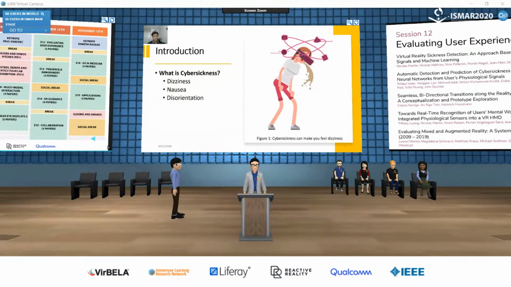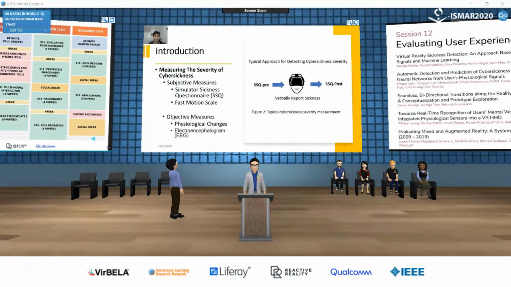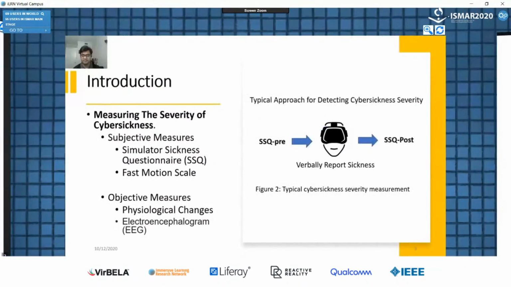So, cyber sickness can be defined as a set of motion sickness-like symptoms. More than 60% of virtual reality users actually suffer from cyber sickness. So it's a major concern for the overall user experience in virtual reality. There are two major options to measure the severity of cyber sickness. One is the subjective measure. There are objective measures too, like collecting physiological data and then correlating the data with the severity or the verbally reported cyber sickness during the immersion.